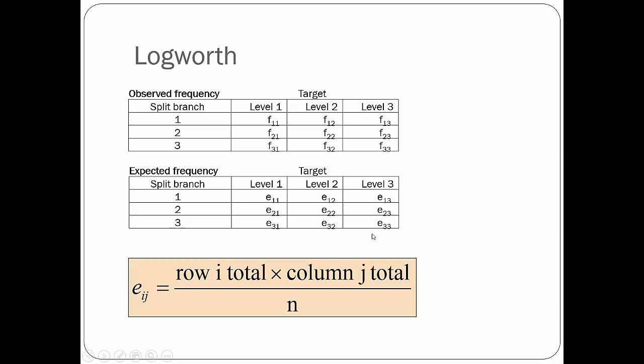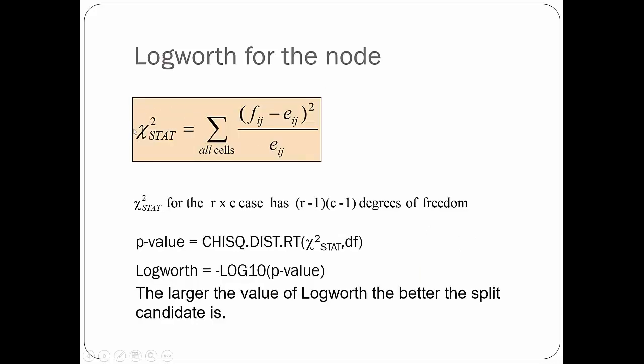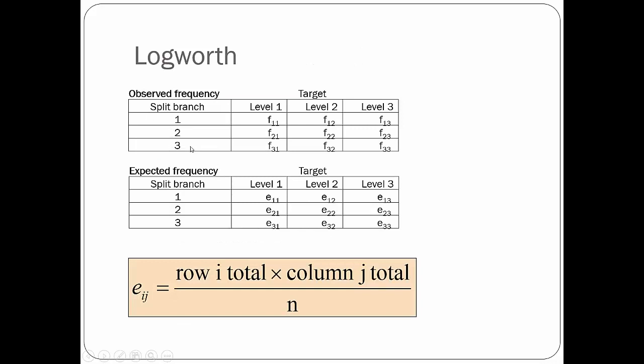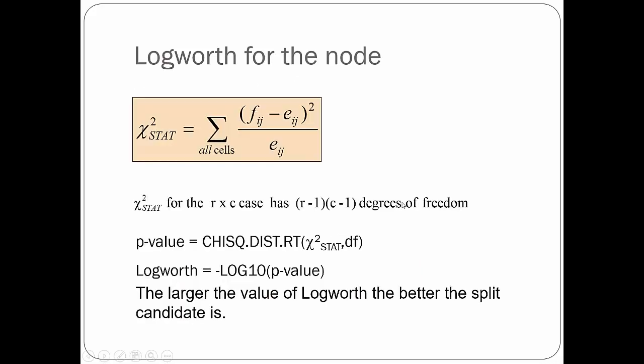Once you have the expected frequencies calculated, you put them together into this formula. That gives you the chi-squared stat, and then you find the p-value using this function in Excel. So you have the chi-squared stat, comma, degrees of freedom. The degrees of freedom is given by (r minus 1) times (c minus 1), r being the number of rows and c being the number of columns. So you find the degrees of freedom in this way, plug that in, and you get your p-value.